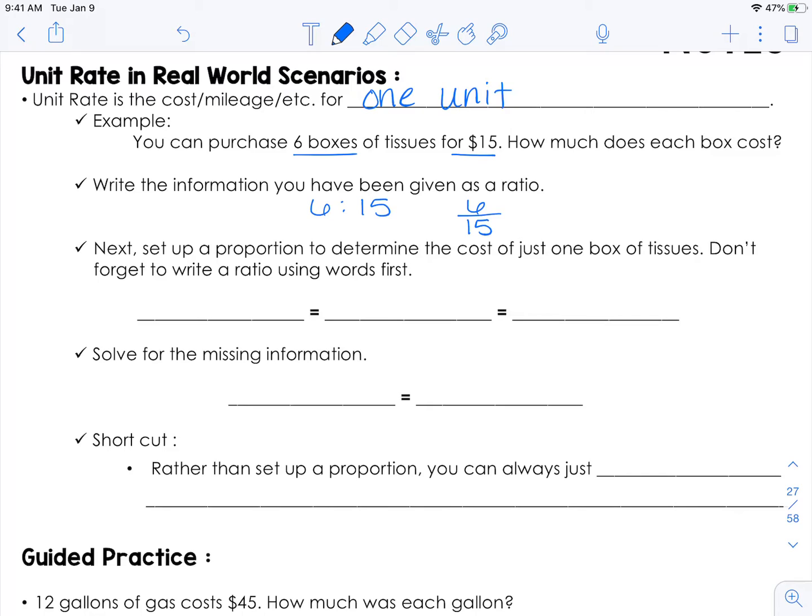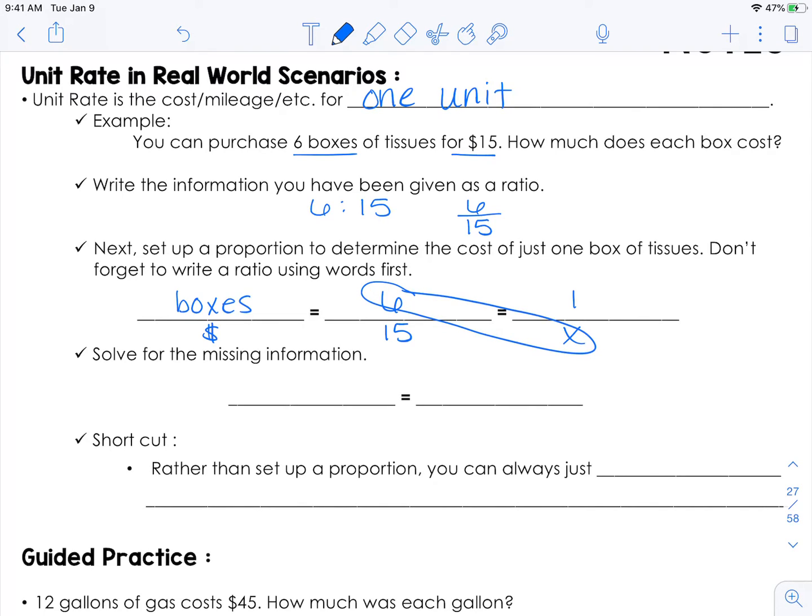So if you watch the solving proportions video, you know that my recommendation is to always write it in words first. By that I mean we are comparing boxes and the cost. So we know that 6 boxes cost $15, and we want to find the cost of 1 box. So the cost there will be our variable. It's our missing information. So we're going to cross multiply here.